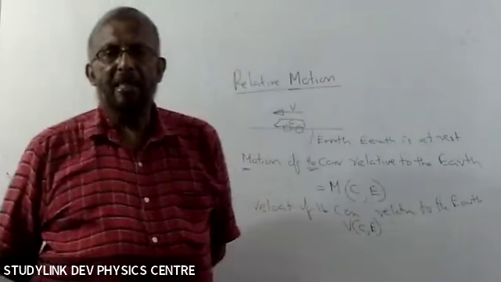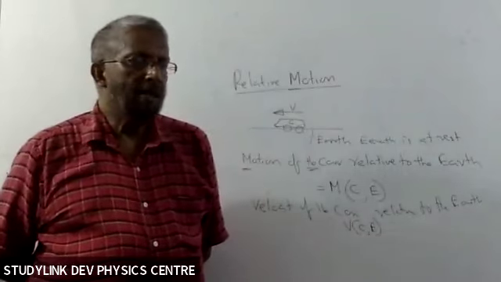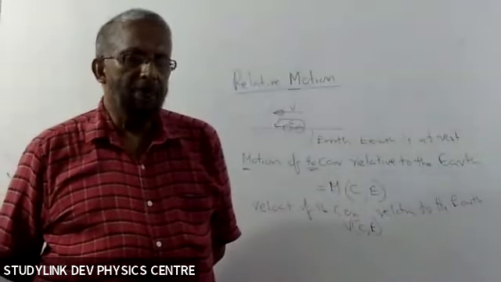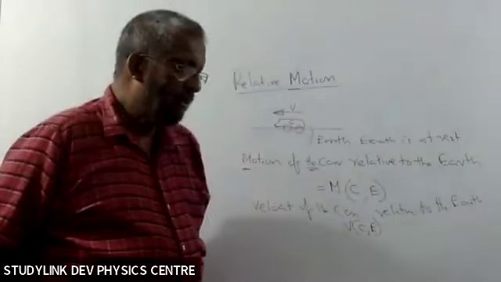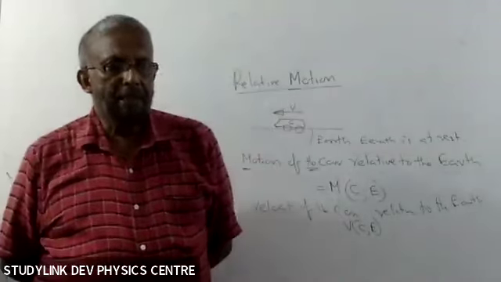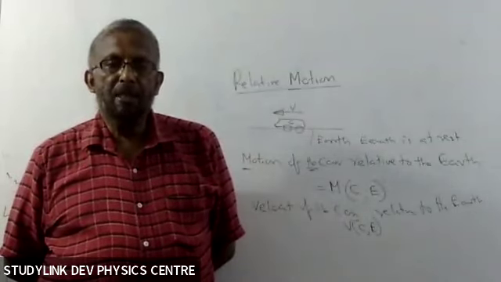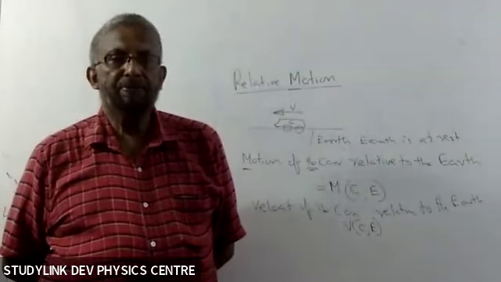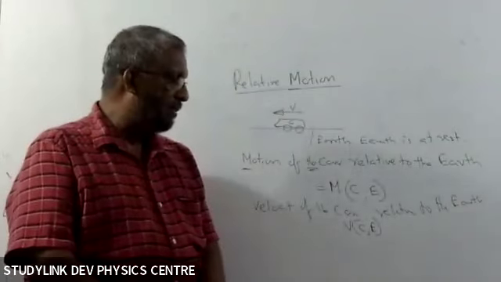Normally, in this section, we say it as velocity of the object relative to the Earth. If we consider motion of the object, it is called motion of the object relative to the Earth.